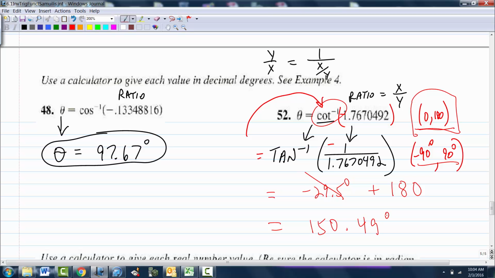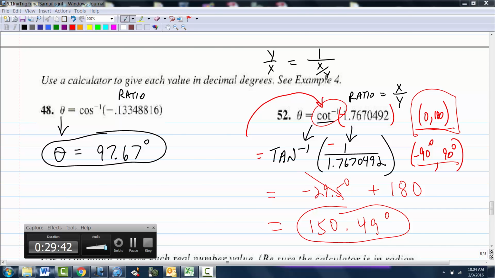Now, Inspires, prove it. Use your illegal inverse cotan button. Inverse cotan 1.7670492, very specific decimal, and press enter. Don't you get 150.49?